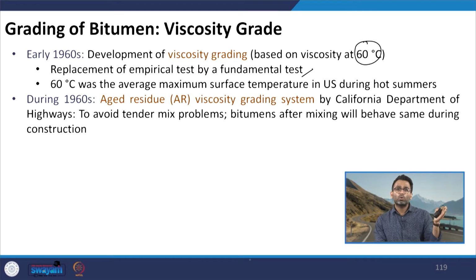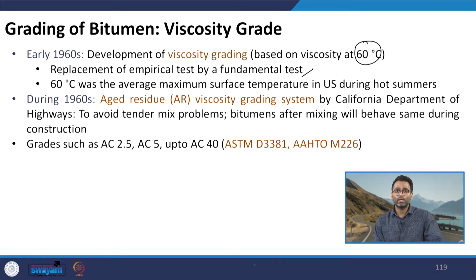In order to differentiate these bitumens, or to solve the problem of tender mixes, they found it more logical that bitumen should be graded after undergoing short term aging, because only after short term aging is it used in the field, and this will also ensure that asphalt binders after mixing will behave similarly during the construction process.